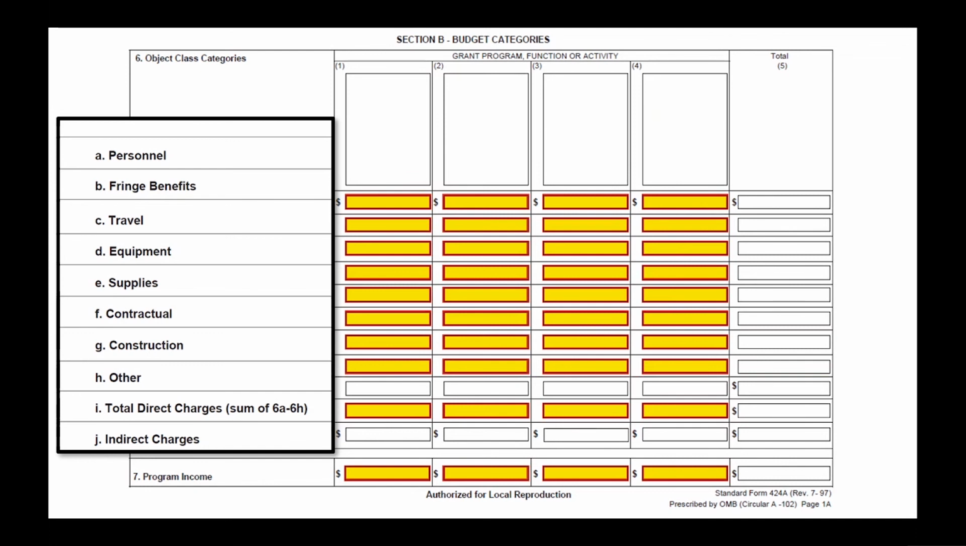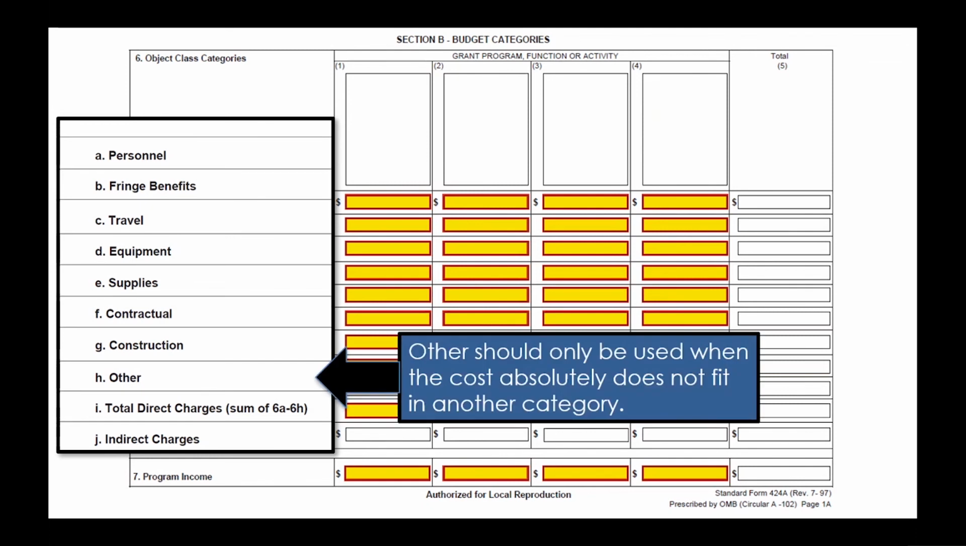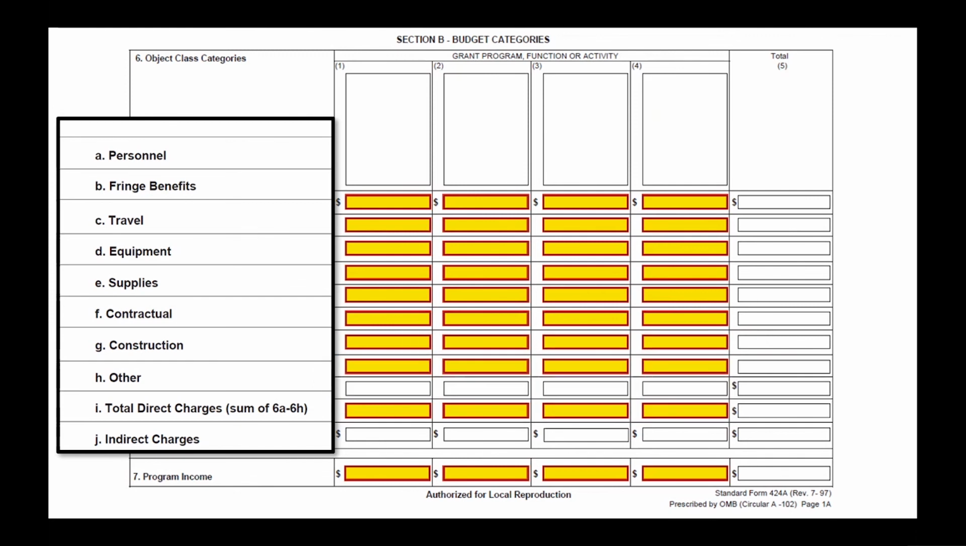costs covering project-related construction. In general, construction costs are not allowable for OIE grants, so please check the NOFO to determine if these sorts of costs would be allowable for the opportunity to which you are applying. The other category should be used only when the cost does not fit into another category. Most costs will fit into one of the categories A through H. Total direct charges will automatically populate in row I.